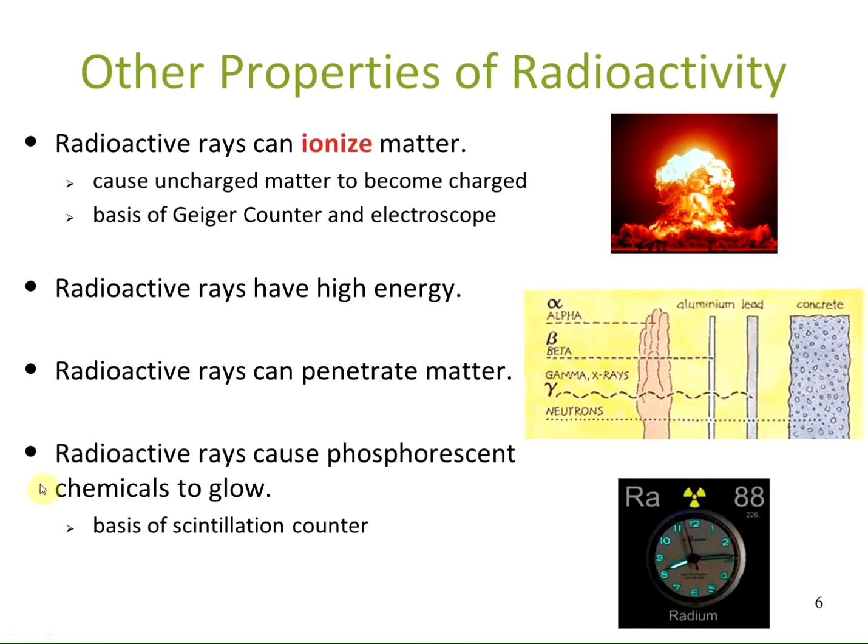And then another property of radioactivity is that radioactive rays cause phosphorescent chemicals to glow, and this is the basis of a scintillation counter. So old clocks that used to glow in the dark had radioactive material in them that caused them to glow in the dark.